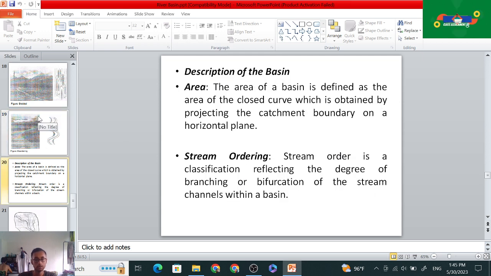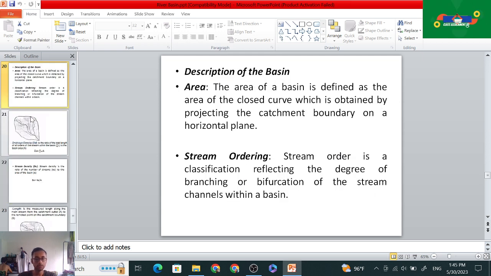Then description of the basin. Descriptions of the basins, first of all, is area. The area of the basin is defined as the area of the closed curve which is obtained by projecting the catchment boundary on a horizontal plane.